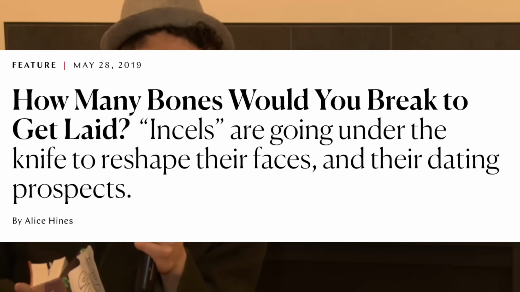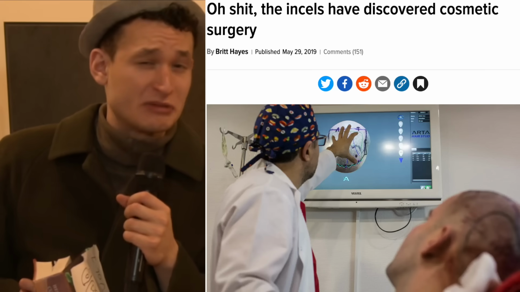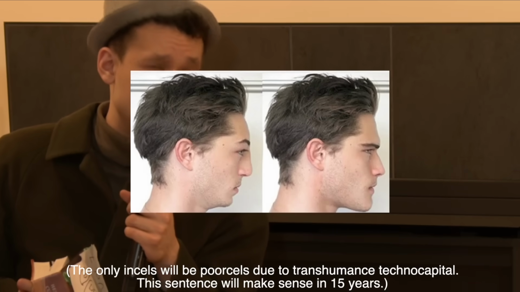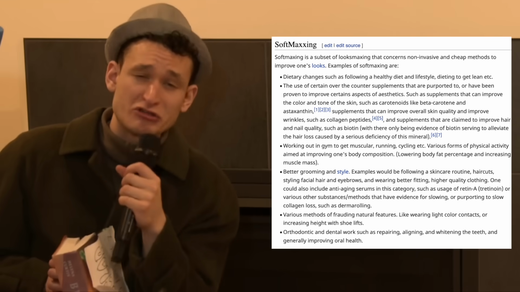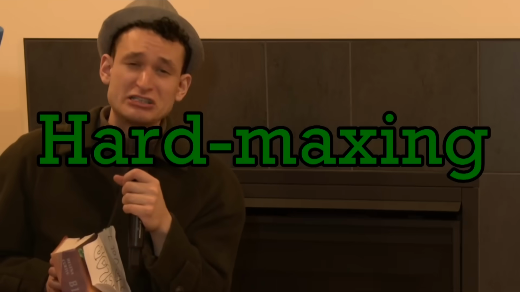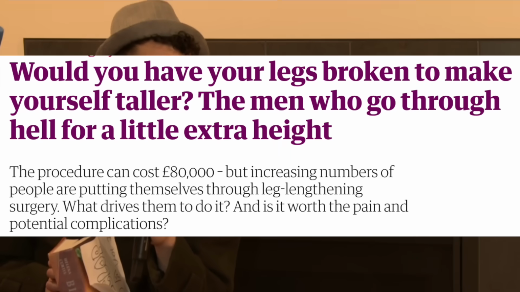Indeed, as time goes on and we have more and more body modifications, the very concept of a biological incel will soon disappear. Softmaxing is when you do things like try to make more money and shave and hygiene. Hardmaxing is when you do invasive surgery like plastic surgery or that thing where they shatter your legs to make you grow back taller.